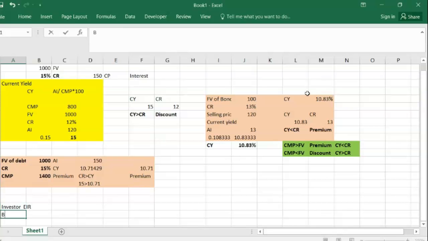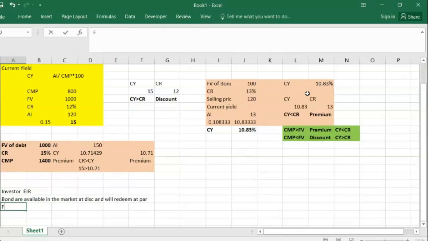It means the bonds are being sold in the market at discount rate and will be redeemed at par rate. For example, the face value of 1000 rupees, most of the bonds are available in the market. The current market price of such an instrument is available for 800 rupees.